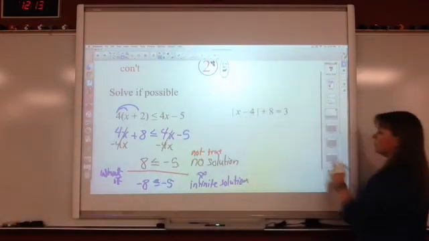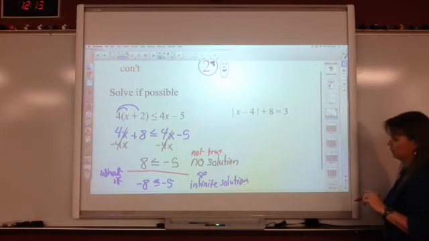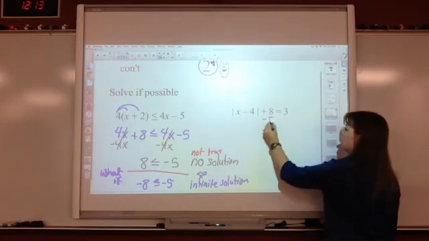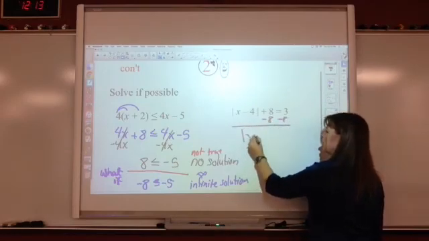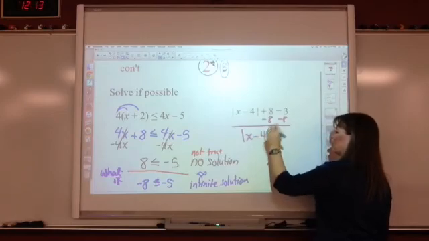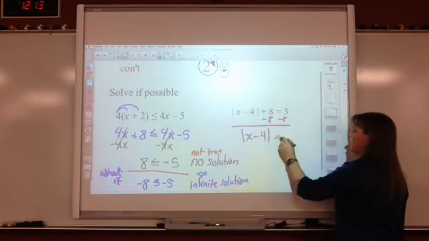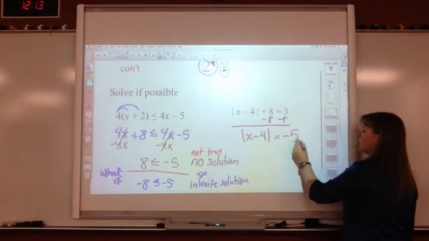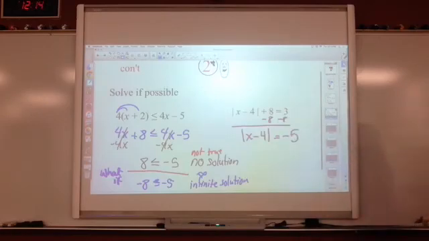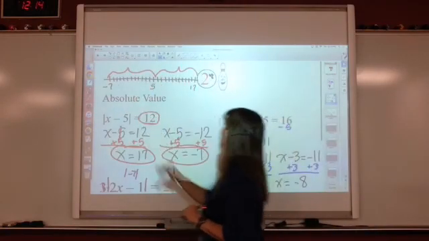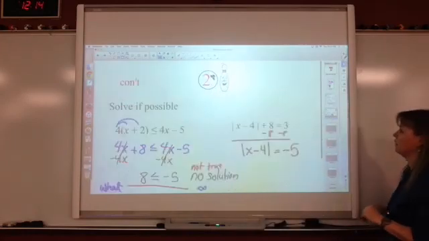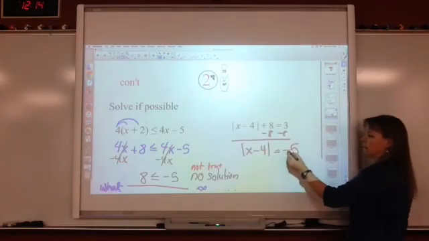Comparing that over here to this absolute value, go ahead and write that problem down. First, you have to subtract 8 from both sides, just like we did on the other page. You have to isolate this distance. The distance between x and 4 is 3 minus 8, which is negative 5. Absolute value is distance. How far away is it from that number? They're asking us right now, how is this distance negative 5?